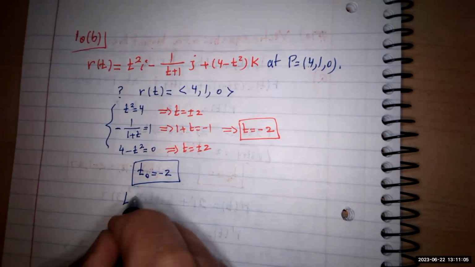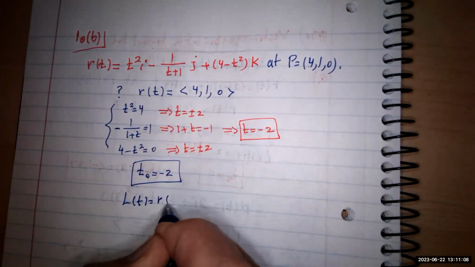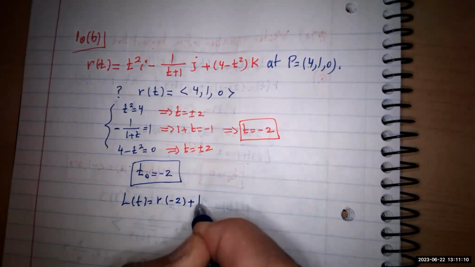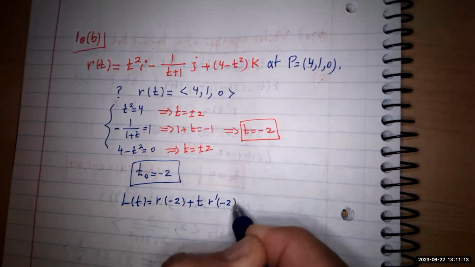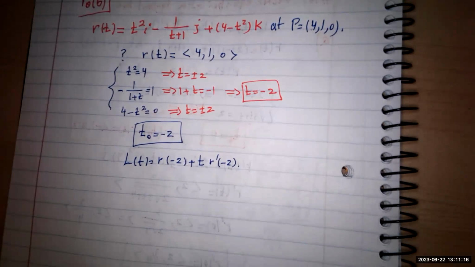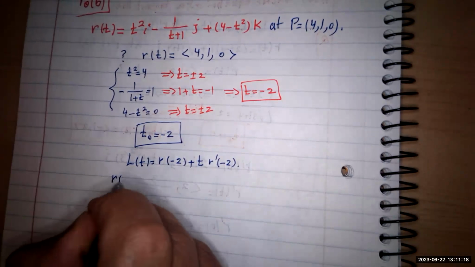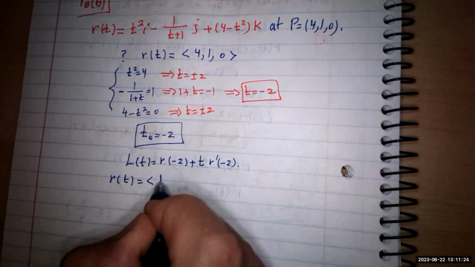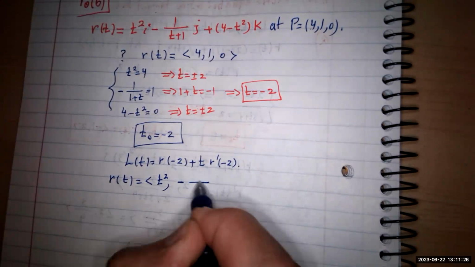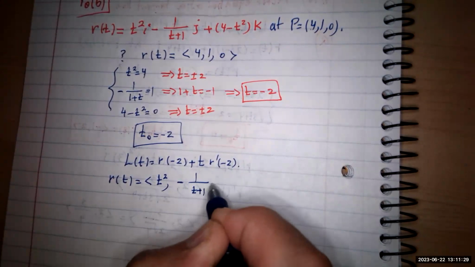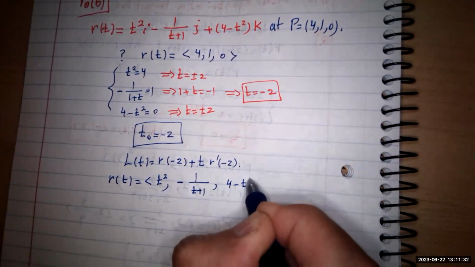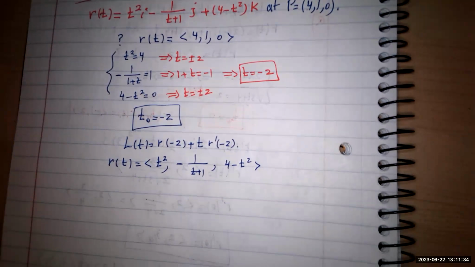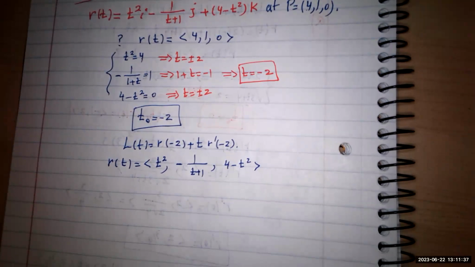Now your equation L of t is going to be R of -2 plus t times R prime of -2. So your R function, you differentiate it if you want to rewrite it in component form. So you have the t squared, you have a -1 over t plus 1, and you have the 4 minus t squared. This is your R function. Differentiate to find the directional vector, or the one corresponding to the slope, okay?